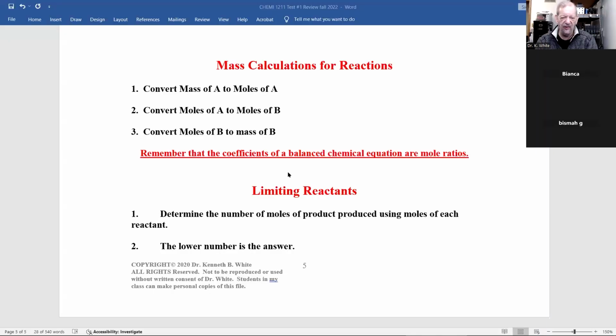And let's take a look at a reaction or how you do that. And what you do is determine the number of moles of product using moles of each reactant. The lower number of the number of moles of product produced is the correct answer.